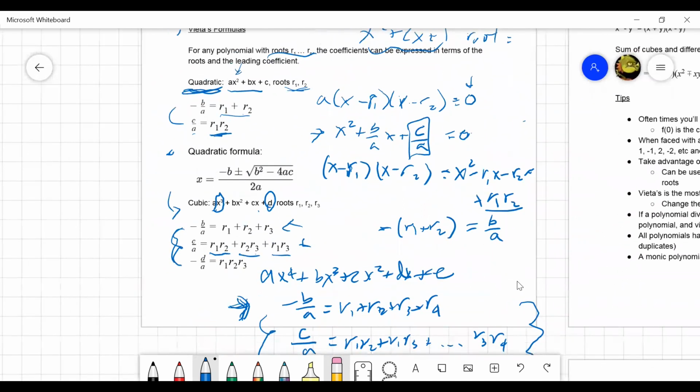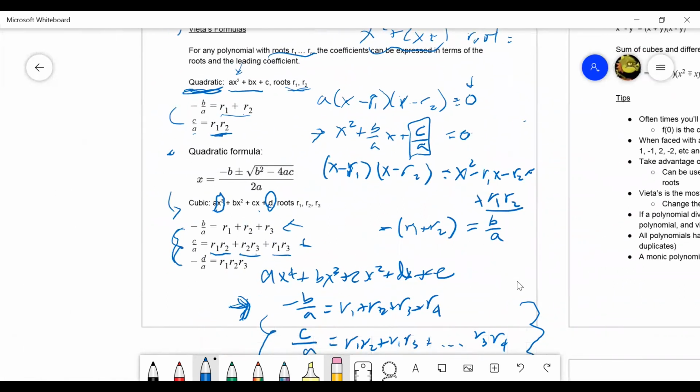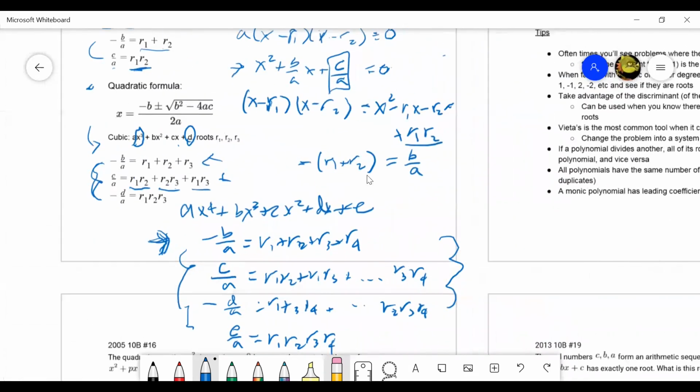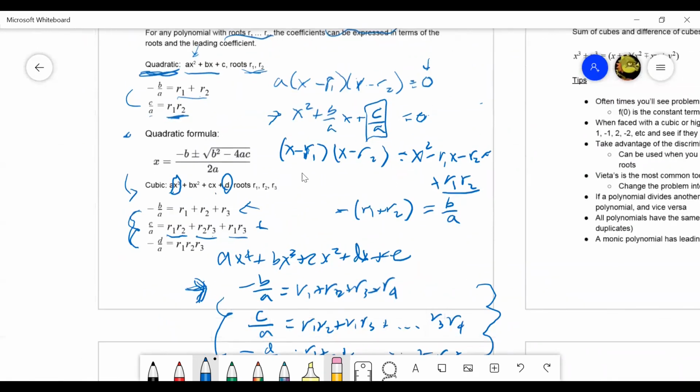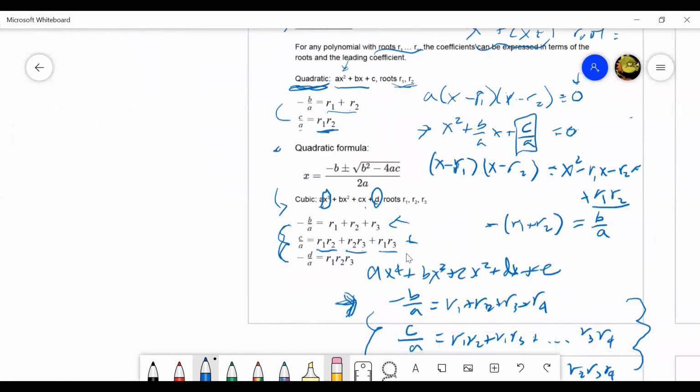All right, so does anyone have any questions on Vieta's formula? All right. Well, I do want to mention that it's not technically a formula. It's really just an easy way to remember how the roots are related to the coefficients.